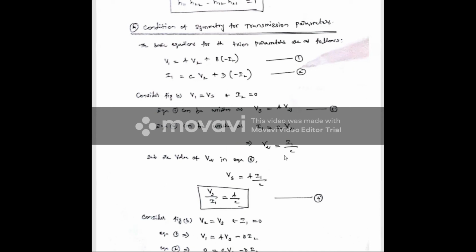From this, we find the value of V2 and substitute it in equation number 3. We get the Vs and I1 terms: Vs equal to A into I1 by C. From this we needed Vs by I1, so Vs by I1 equal to A by C. This is the one condition. Similarly, consider figure B.